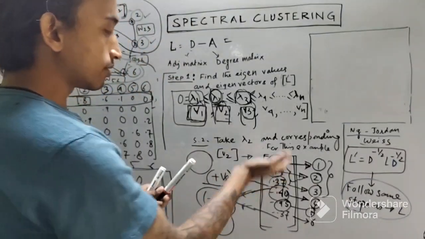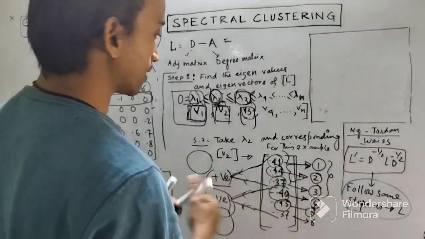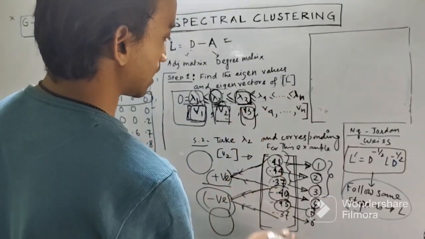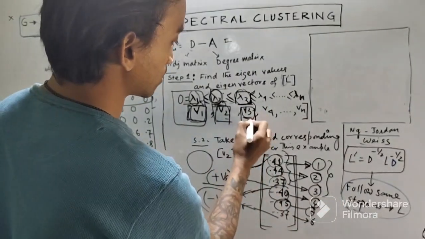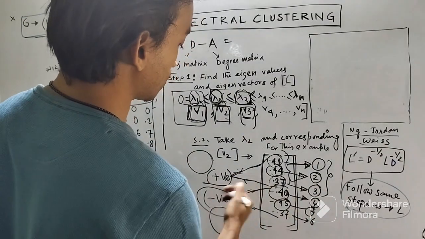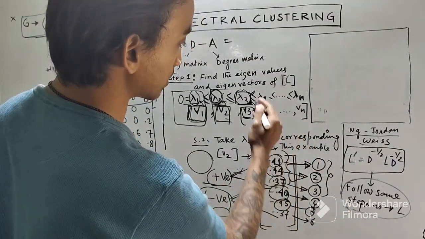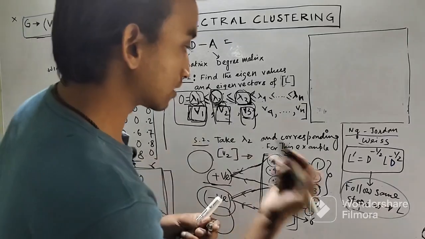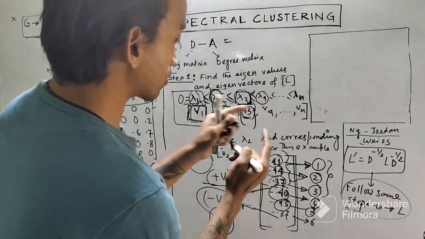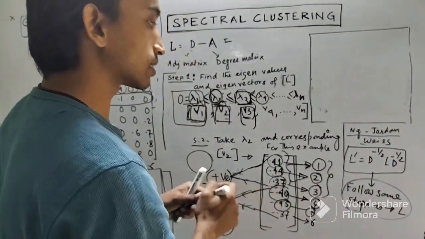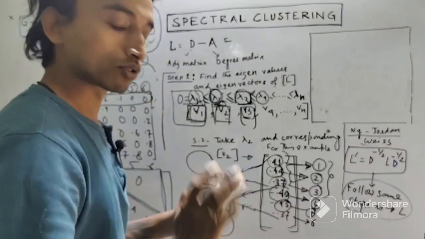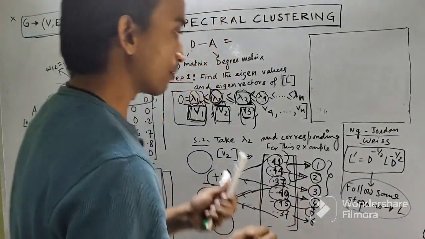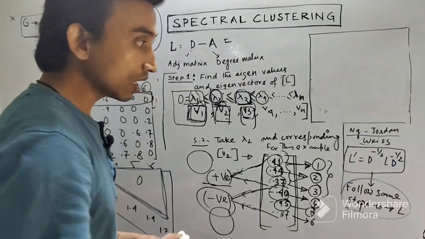Okay, so in this way, if you have to consider lambda 3, and if you have to consider v3, again you do the same operations, the positive negative bifurcations, and you will make one more cluster. If you consider v4, then you will make one more cluster, like that. You will go on and on. However many clusters you want, you have to do it in the same way.